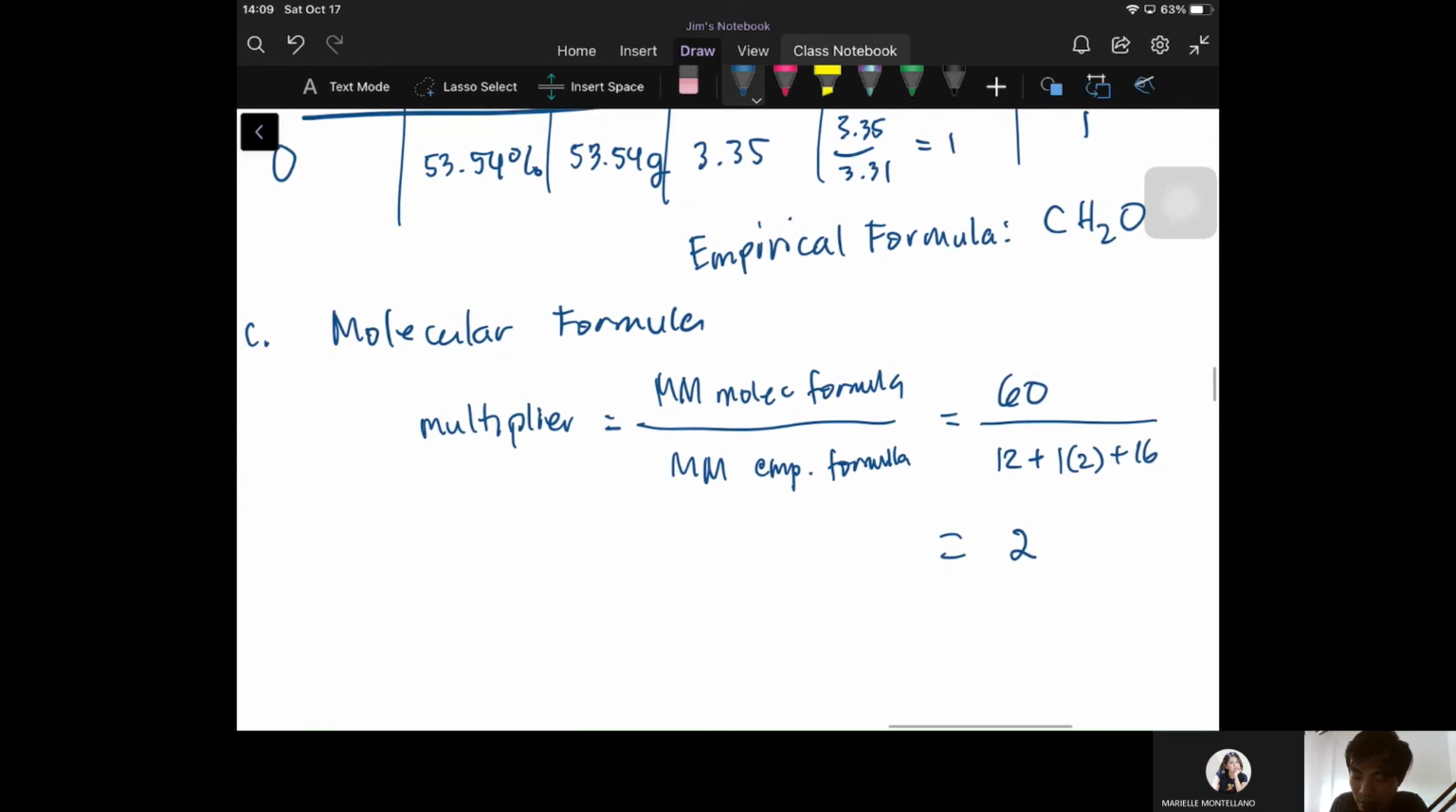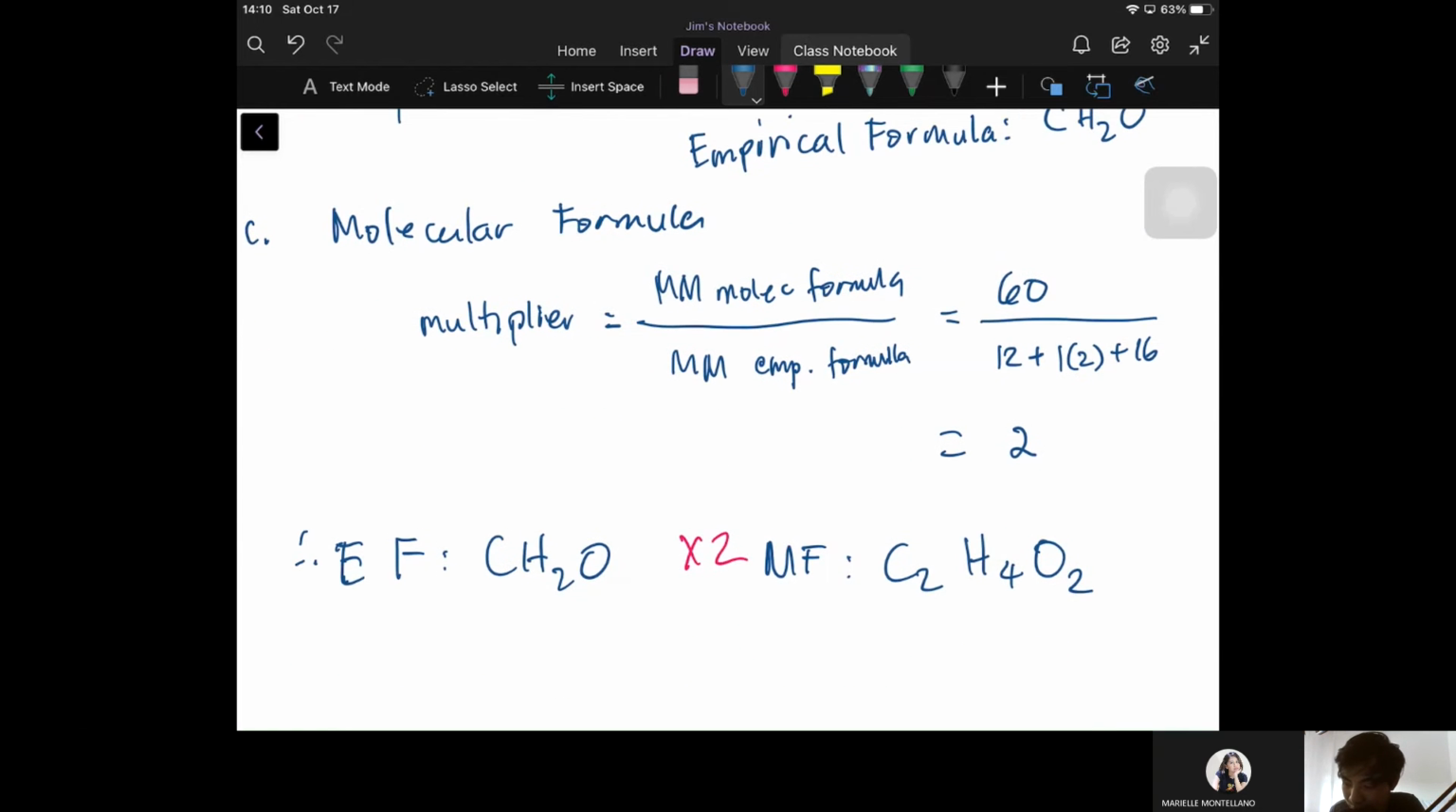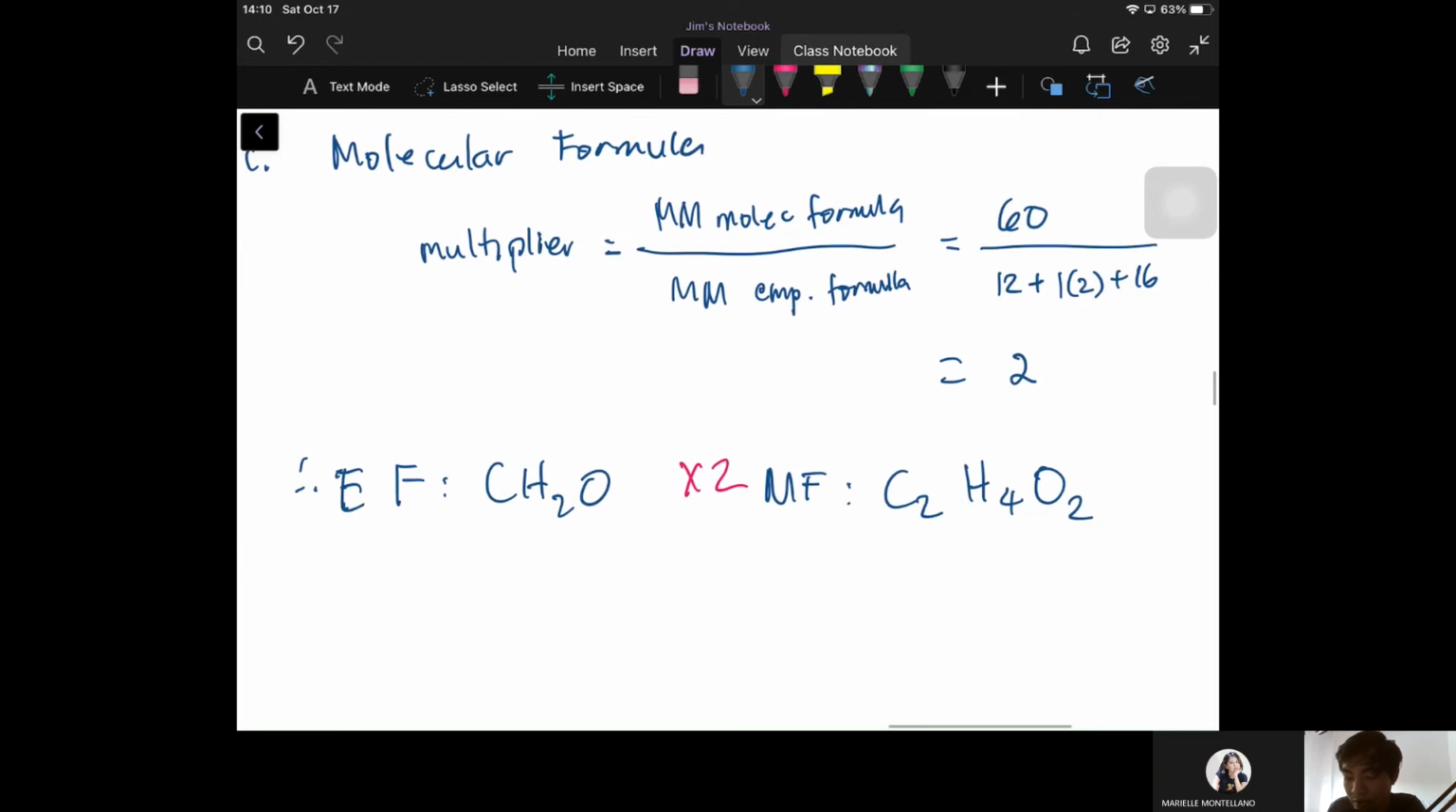So, ibig sabihin nun, the empirical formula is CH2O. Then, the molecular formula would be times 2 lang. So, i-times 2 mo lang yung mga subscripts. C2, H4O2. So, that's the formula for acetic acid. No? CH3, C, double bond O, OH. So, tama nga. Okay. So, yan yung ating molecular formula for the acetic acid.